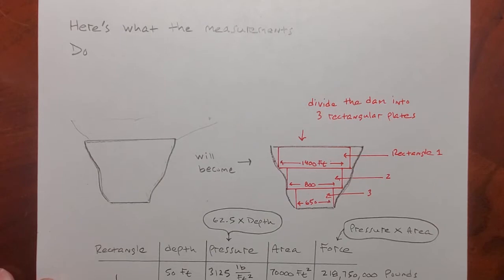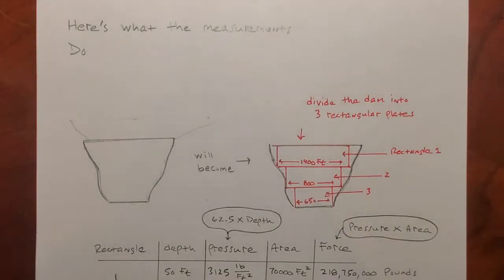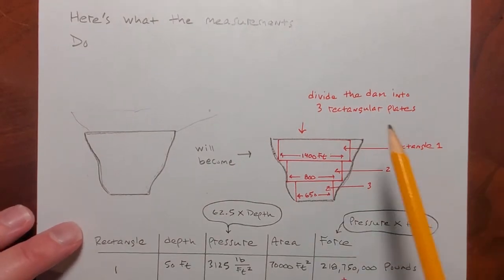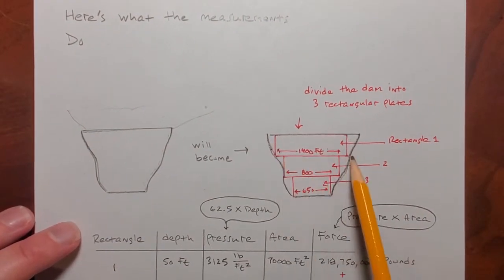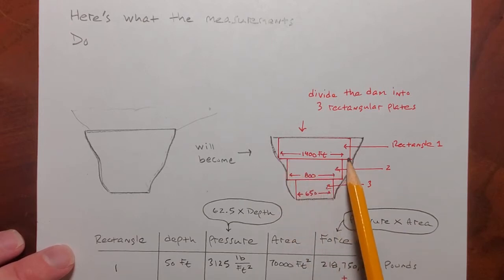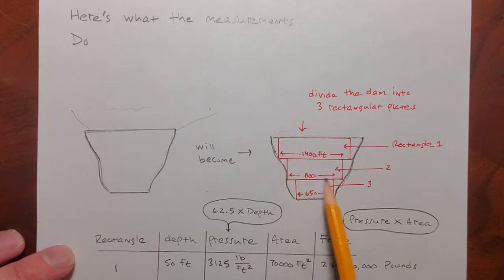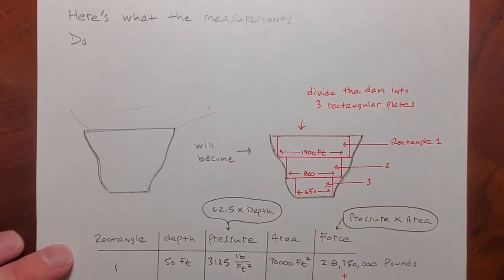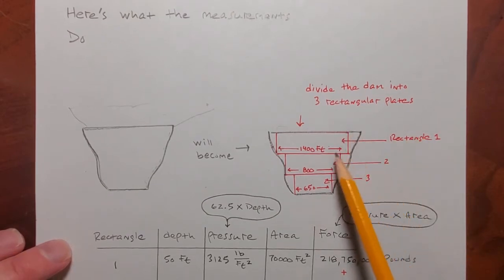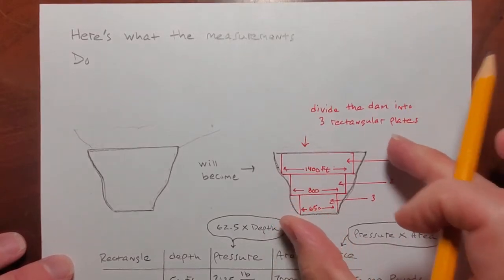These measurements: 1,400, 800, 650. I could imagine that I impose rectangular plates on the dam, like that. By those measurements on the table, this is 1,400 feet across, and there's a rectangle. This one's 800 feet across, and this one's 650 feet across. Let me call those rectangle 1, rectangle 2, rectangle 3. That's what the measurements do for us.